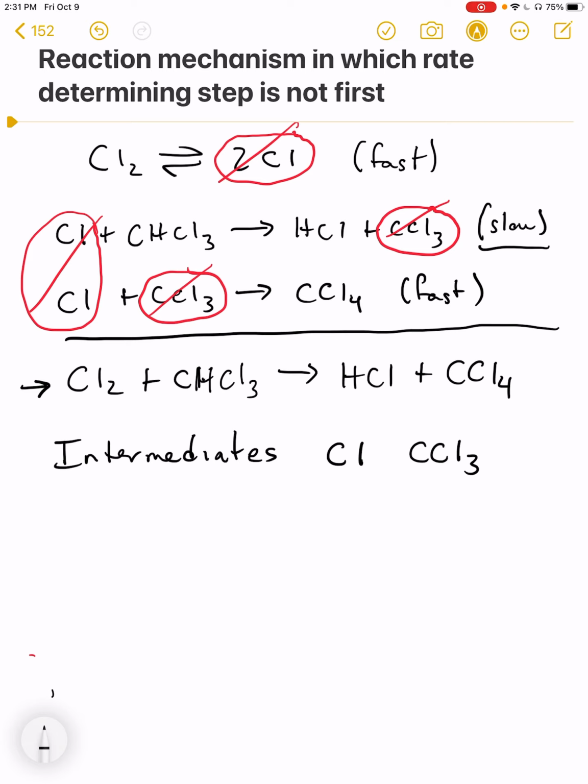Notice there are 2 chlorines here, but that just means it's a 2-to-1 mole ratio. It is not going to be a compound called 2Cl. There's no such compound as called 2Cl. That coefficient of 2 is just a mole ratio. So the intermediates are going to be these species right here.